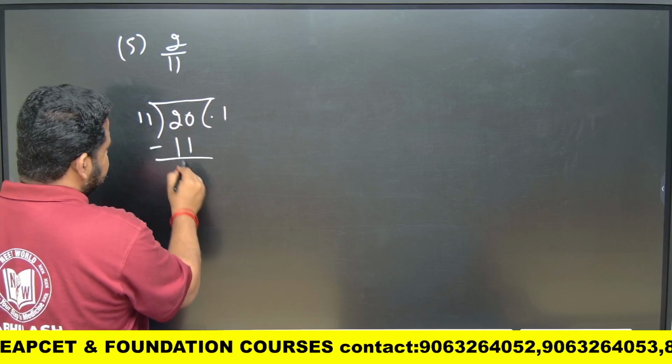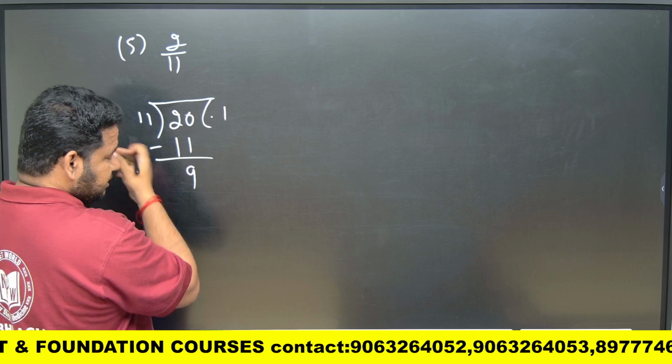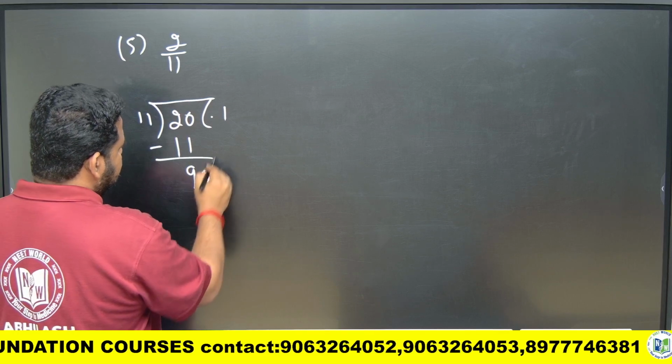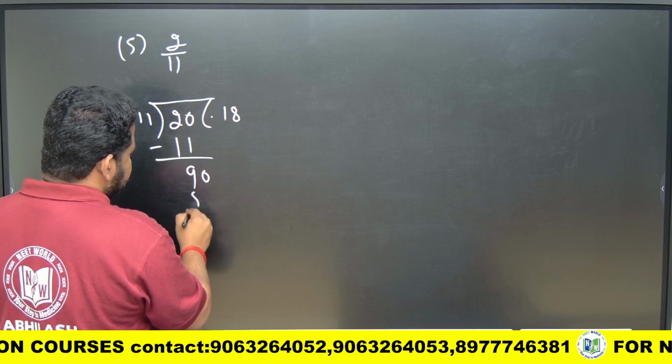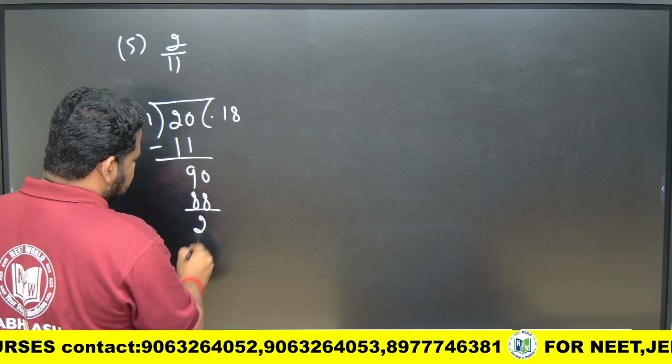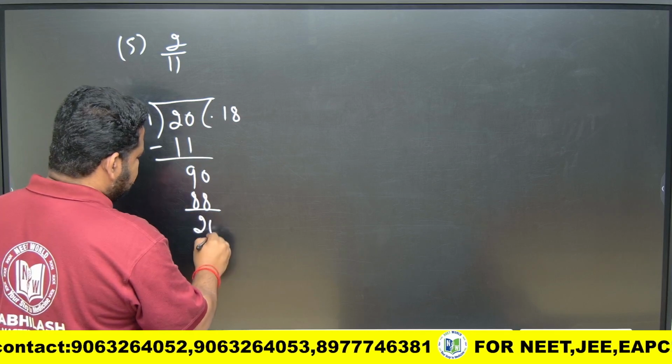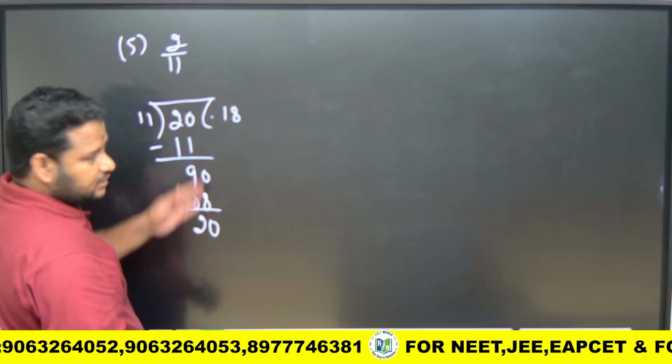20 minus 11. I will get 9. But 9 is less than 11. I have to take 0. So 11 8s are 88. I will get 2. If I take 0, what will happen? Again I am getting 2. So again it will keep on repeating.